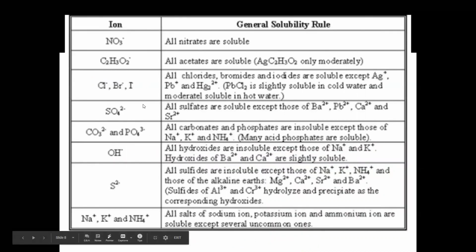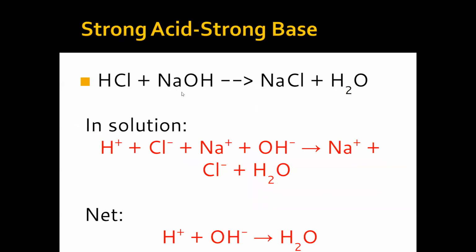We look at our chlorides and we go, okay, I want to know, is that soluble in water? Well, all chlorides are soluble except if they're bonded to silver, lead, or mercury. Hydrogen is not any of those three, so guess what? HCl is soluble in water, so those things will ionize. Sodium hydroxide, let's look. All hydroxides are insoluble except when bonded to sodium or potassium. So looking at the equation, that's bonded to sodium. So this is soluble as well.